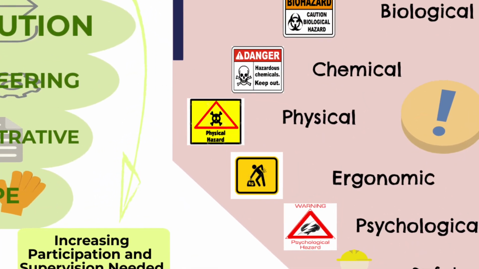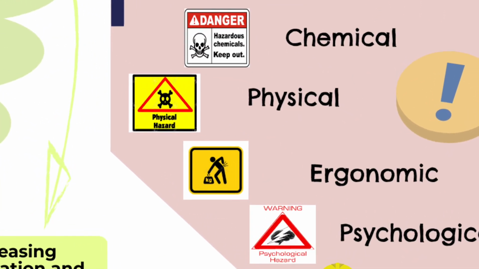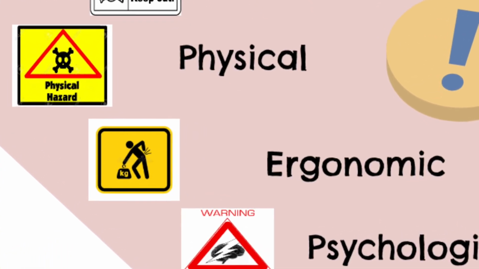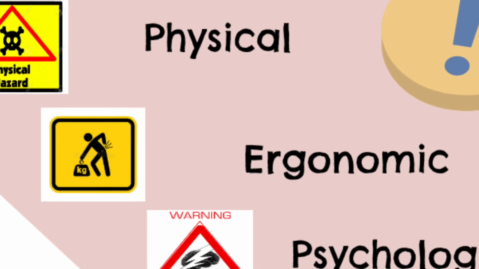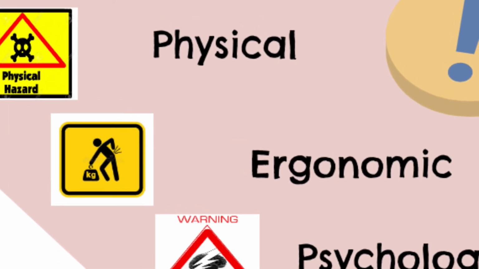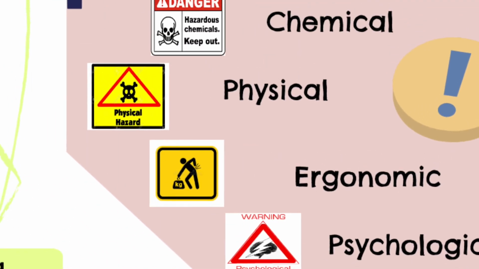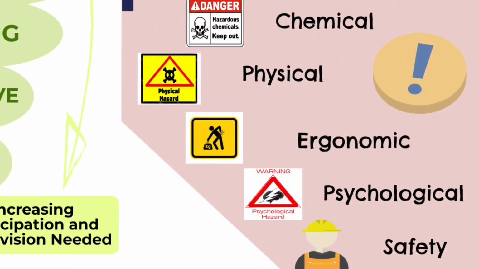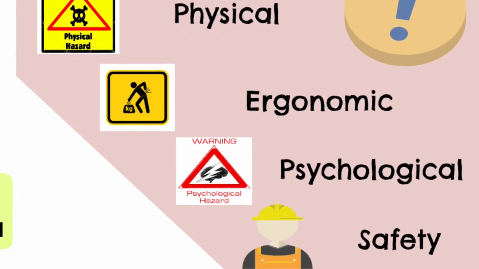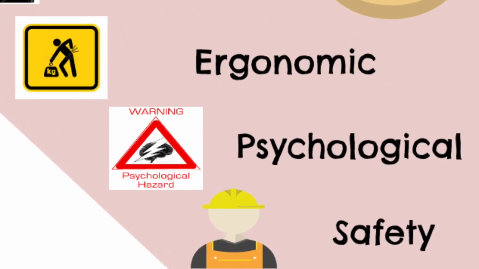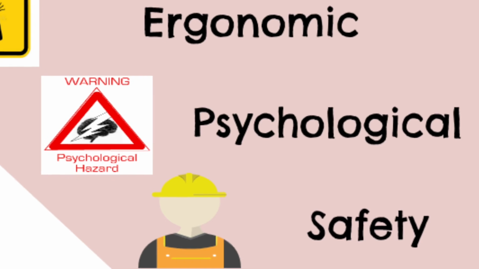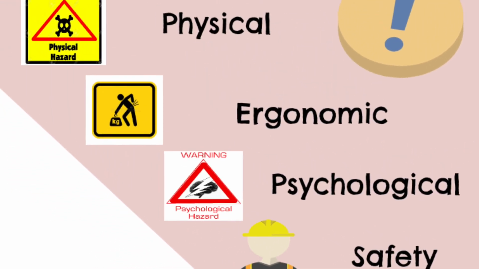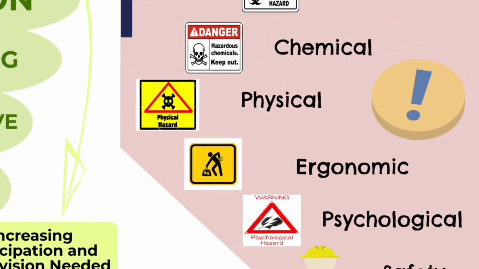Ergonomic hazards. Ergonomic hazards are a result of physical factors that can result in musculoskeletal injuries. For examples, a poor workstation setup in an office, poor posture, and manual handling. Psychosocial. Psychosocial hazards include those that can have an adverse effect on an employee's mental health or well-being. For example, sexual harassment, victimization, stress, and workplace violence.